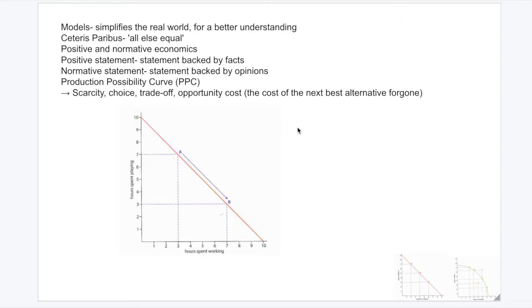So let's go to the models, the idea of models. The first model we'll be looking at, and a very important model that really represents what economics is, is called the production possibility curve, or PPC.